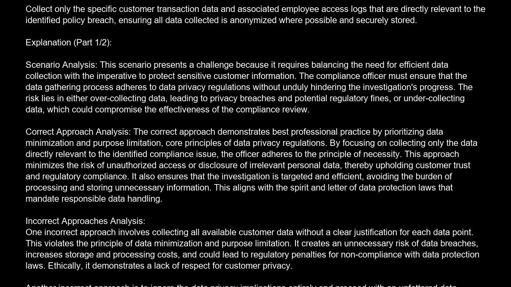This aligns with the spirit and letter of data protection laws that mandate responsible data handling. Incorrect approaches analysis. One incorrect approach involves collecting all available customer data without a clear justification for each data point. This violates the principle of data minimization and purpose limitation. It creates an unnecessary risk of data breaches, increases storage and processing costs, and could lead to regulatory penalties for non-compliance with data protection laws. Ethically, it demonstrates a lack of respect for customer privacy.